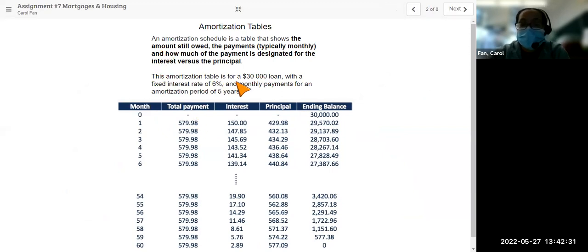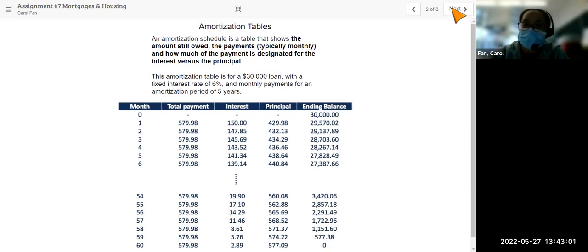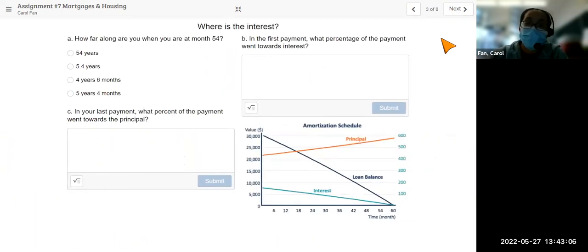So this amortization table is for a $30,000 loan with a fixed interest rate of 6% and monthly payments for an amortization period of 5 years. So this term is done monthly. You have up to 60. This is what we've done with our other assignment. But today we're going to be creating a table that's a bit larger than the other ones that we've done, because we're looking at paying off a house loan, which usually takes a long time.